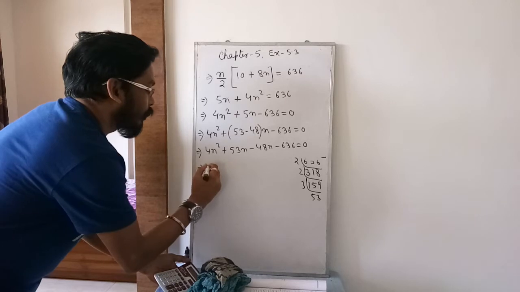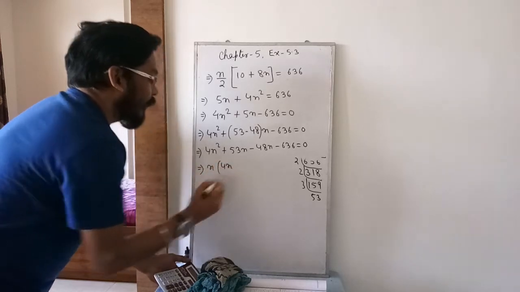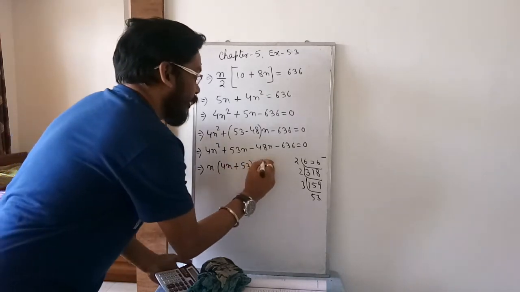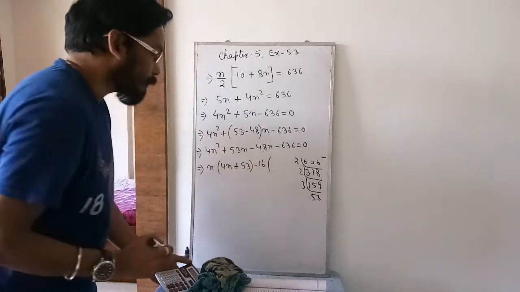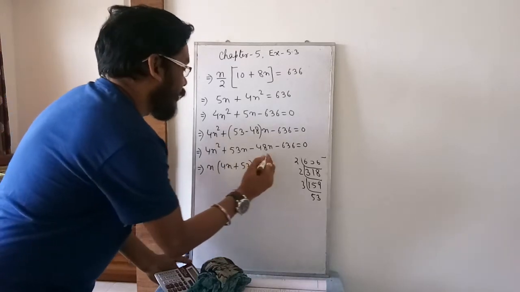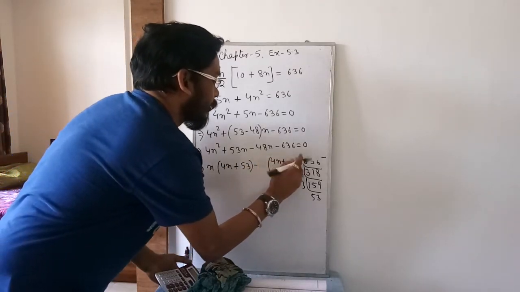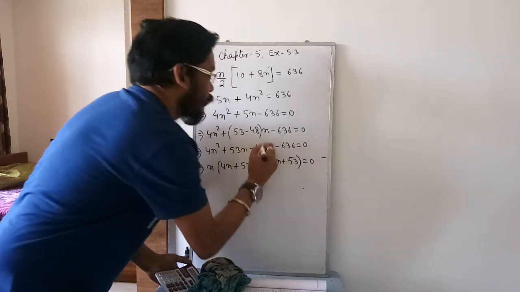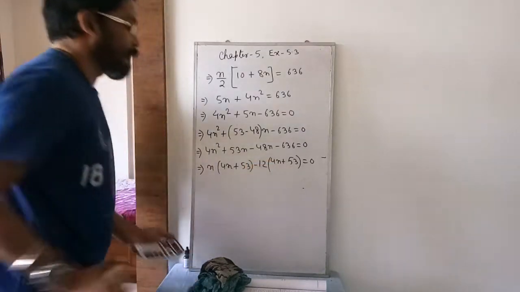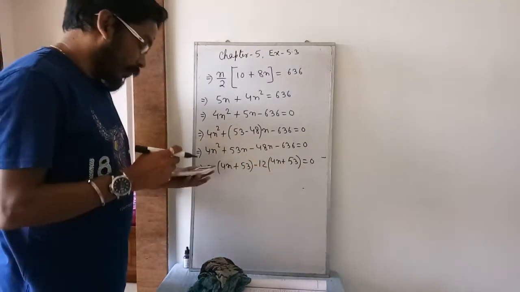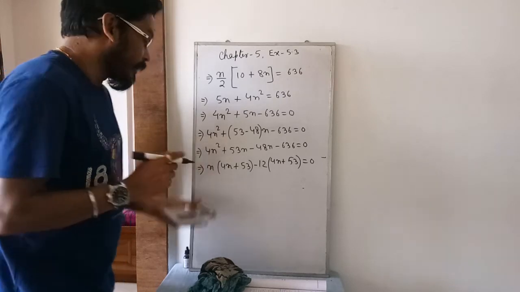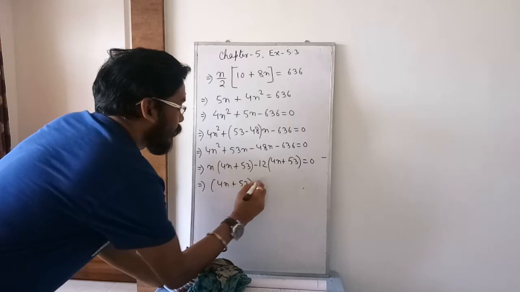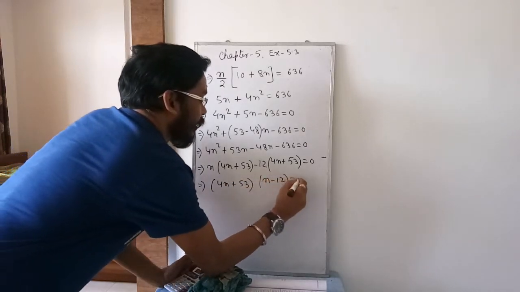From the first two terms you can take n common, so it will be n into 4n plus 53. From the last two terms, you have to bring 4n plus 53 again. 4 into how much is 48? 12. If you multiply 12 into 53, you will get 636. So (4n plus 53) into (n minus 12) equal to 0.